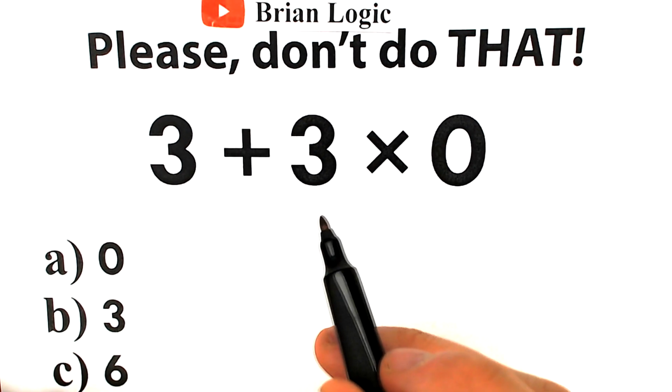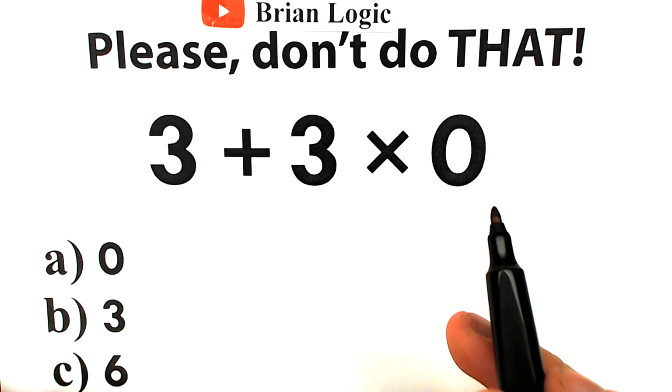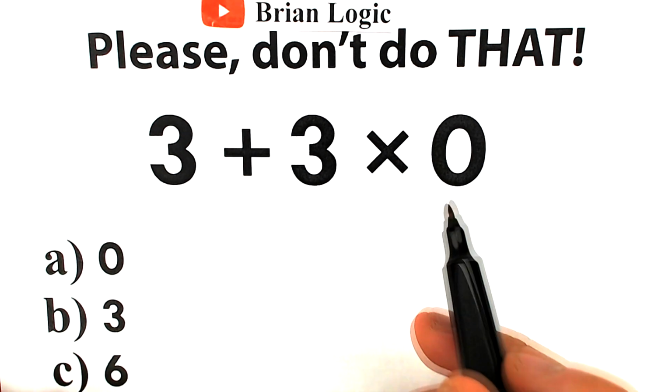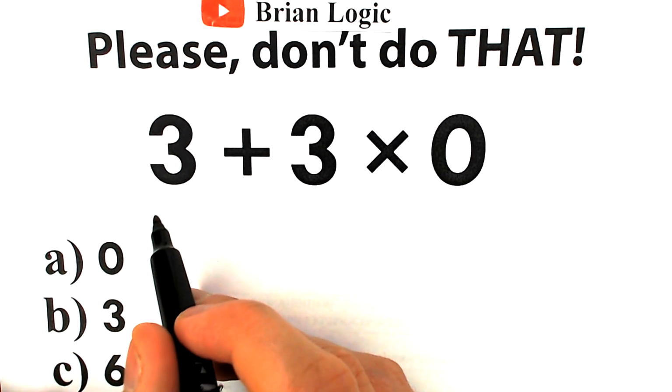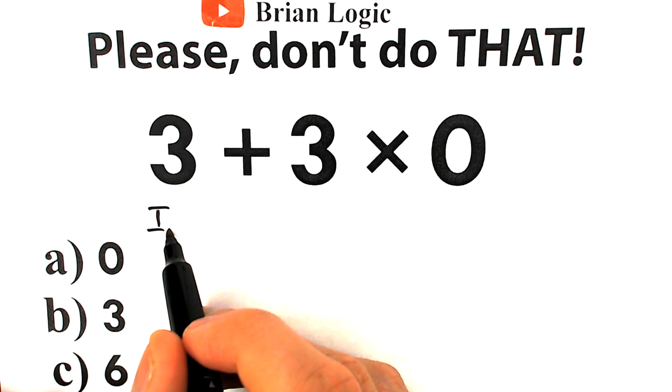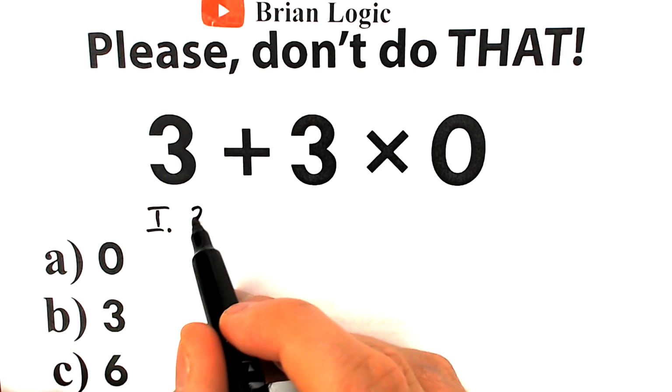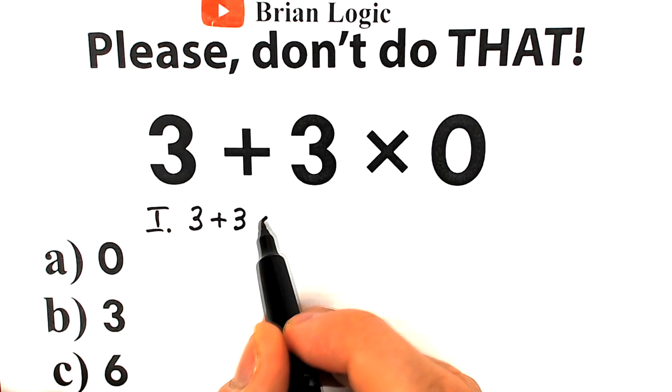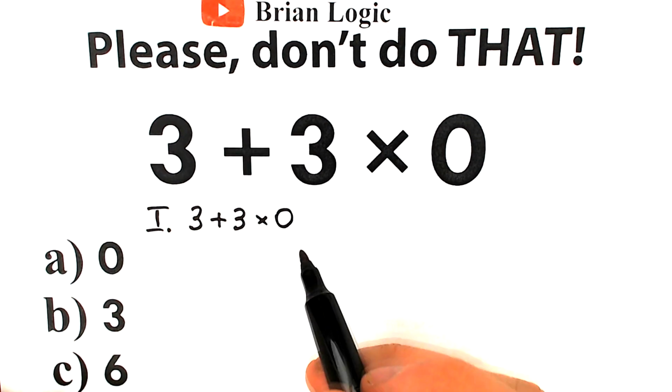First of all, we should know that there are a lot of students in the world, and a lot of students solve this question in their own way. And the first and the most popular approach is the next one. So right here's our first interpretation, so 3 plus 3 and times 0. So a lot of students solve this question like that.